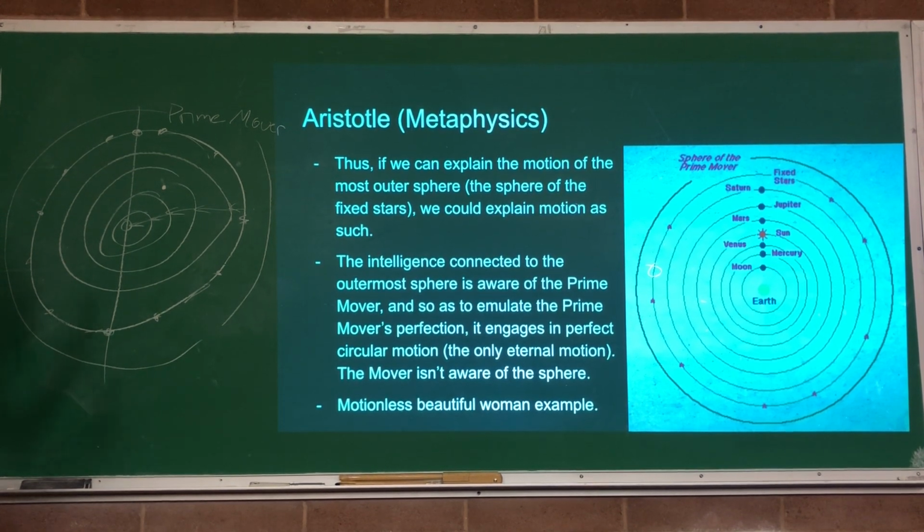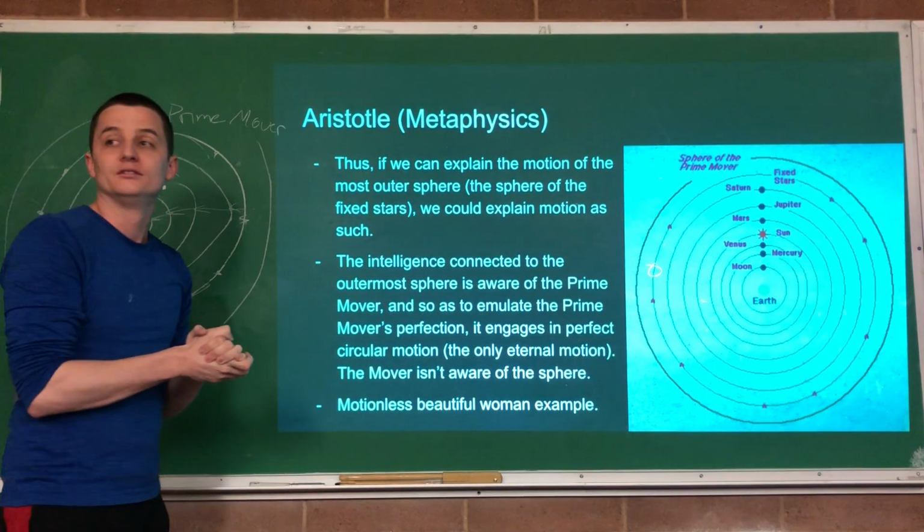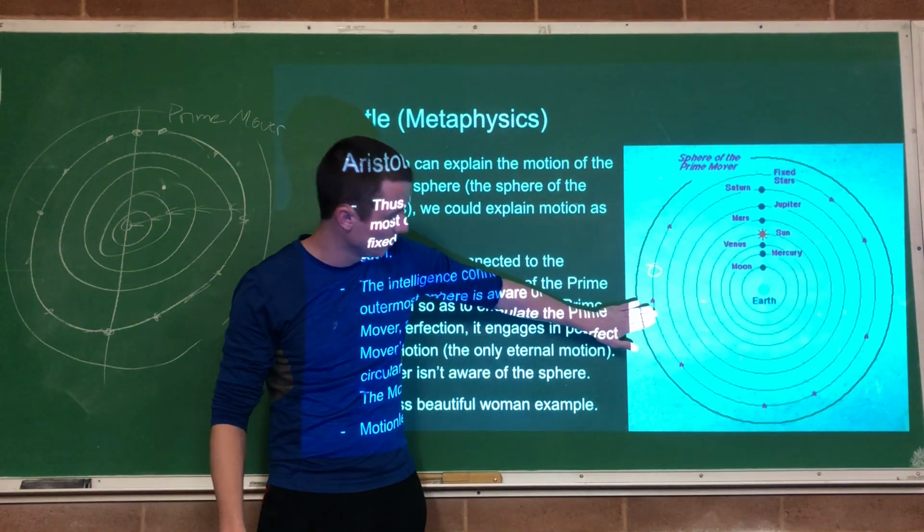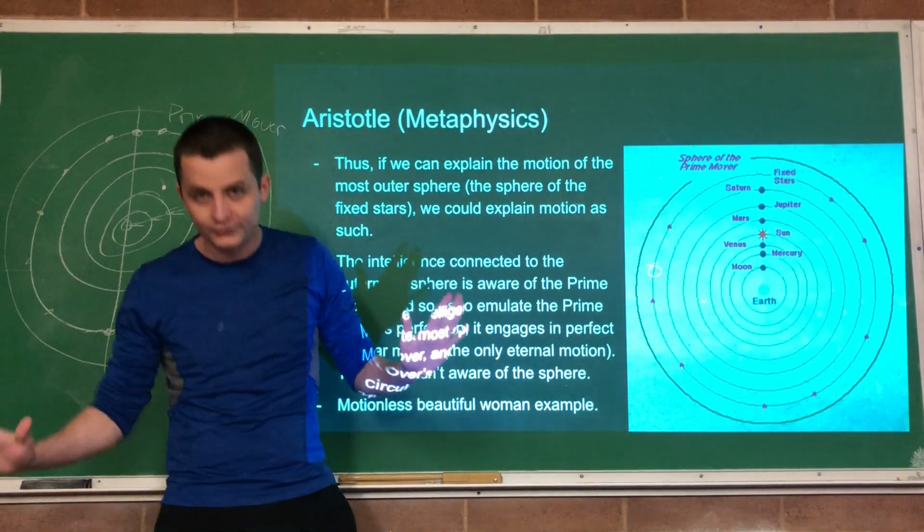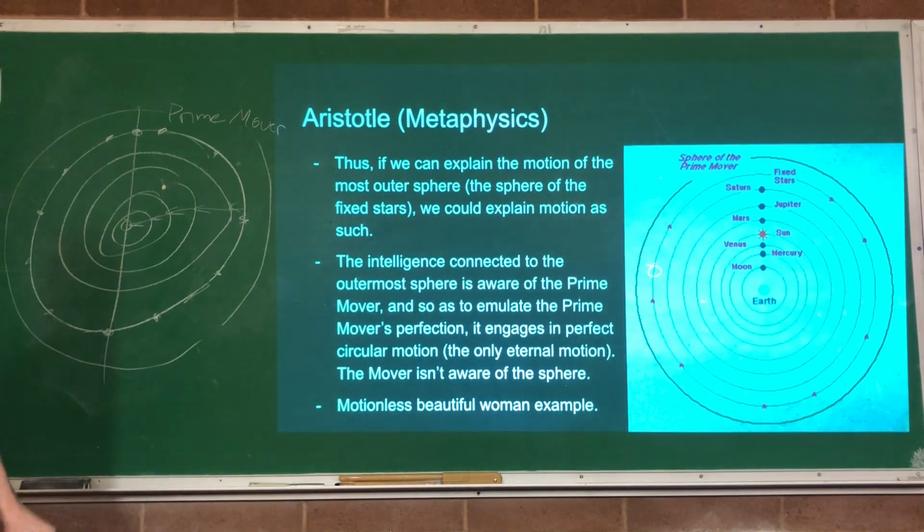So the prime mover is completely unaware of the sphere of the fixed stars, but the inverse is not the case. And so it's in trying to emulate the perfection of the prime mover that the fixed stars move, which causes all motion ultimately in the universe.